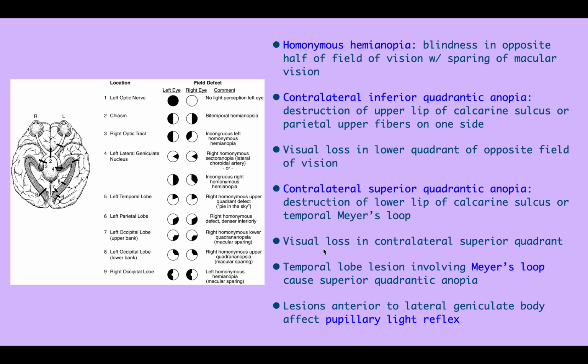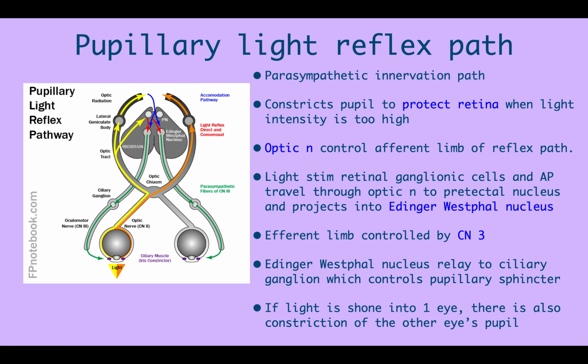Contralateral superior, this is going to be pie in the sky. And this can be caused by damage of the lower lip of the calcarine sulcus or the temporal Meyer's loop, so like around here. Temporal lobe lesions involving the Meyer's loop is going to cause a pie in the sky, and lesions anterior to the lateral geniculate body, especially the Edinger-Westphal nucleus, is going to cause the pupillary light reflex problems.